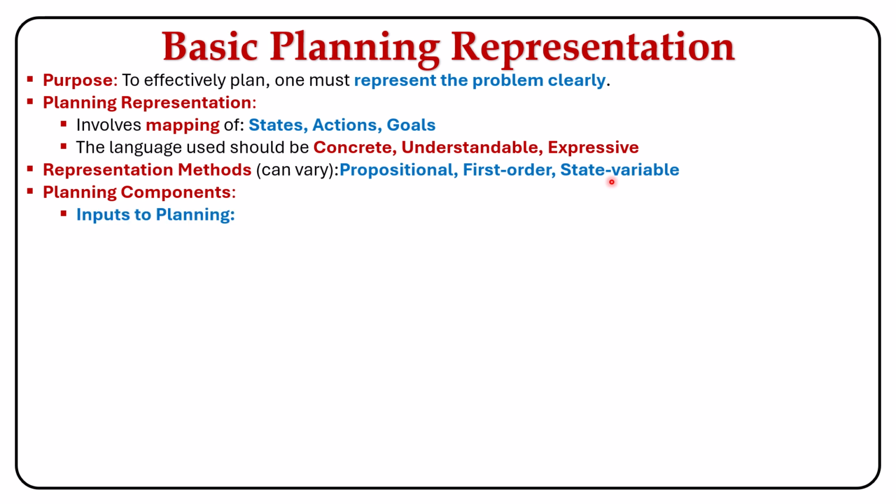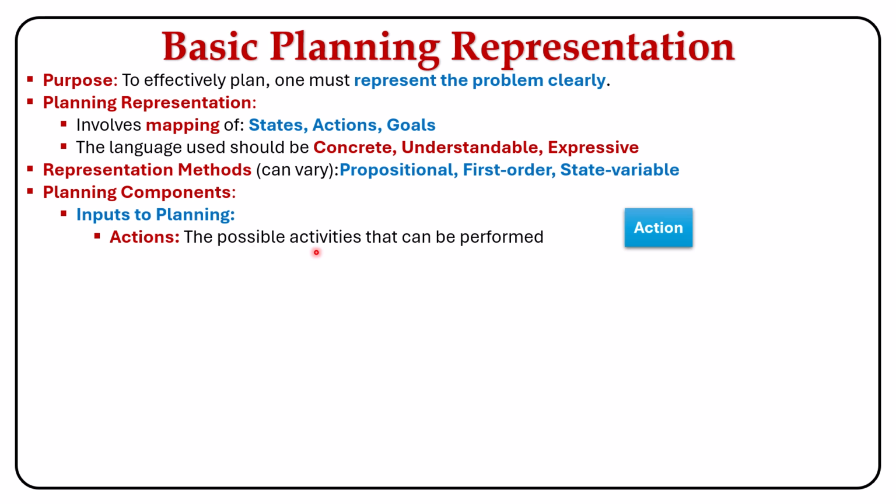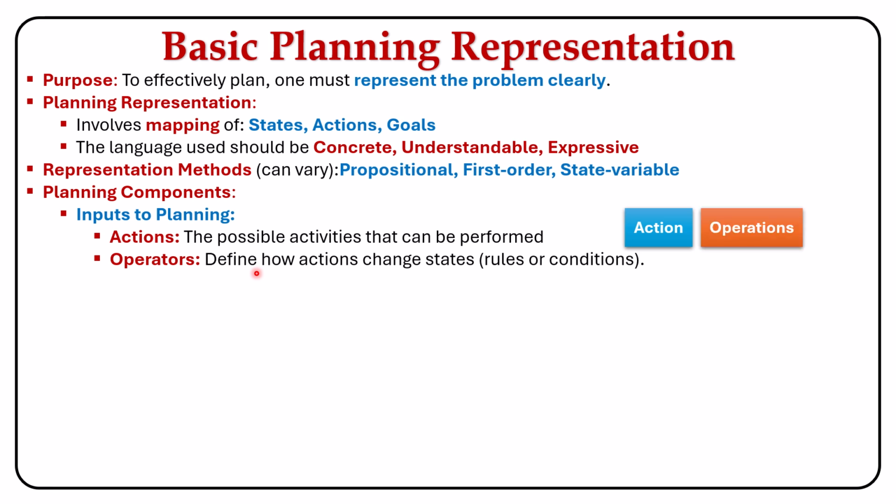Planning components involve input to the planning, such as actions, the possible activities that can be performed. Next, operators. Operators always define how actions change the states. That is, what are all the rules and conditions involved in it.